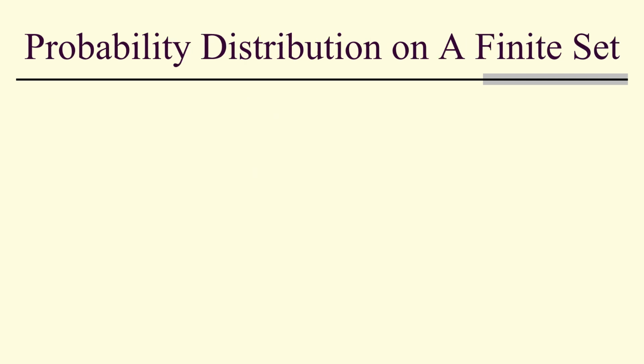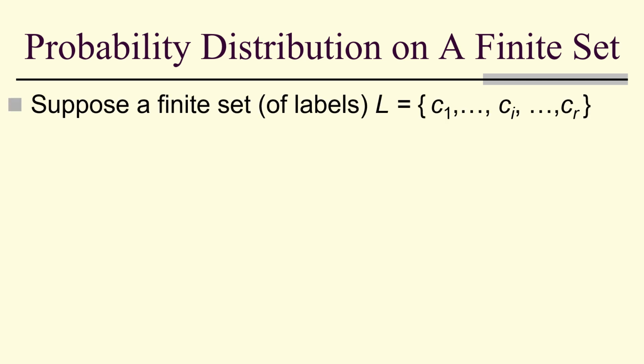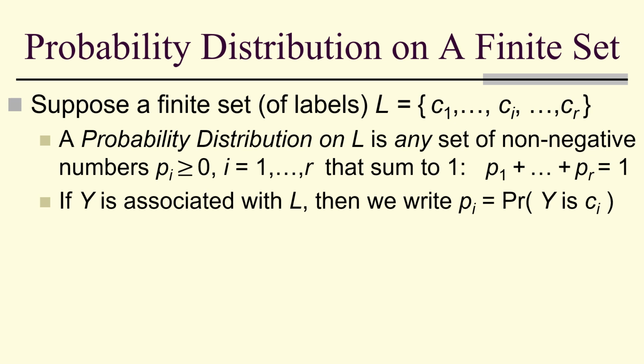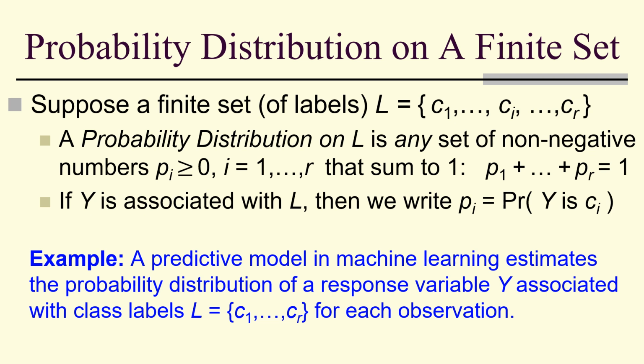So we're looking at probability distributions on a finite set of labels, L equals C1 to Ci up to Cr. A probability distribution on L is any set of non-negative numbers p sub i greater or equal to 0 that sum to 1. P1 added up to Pr is 1. If y is associated with L, then we write p sub i is equal to the probability that y is the label C sub i. This is exactly what we do in machine learning, where a predictive model estimates the probability distribution of a response variable y that's associated with class labels L equals C1 up to Cr for each observation.